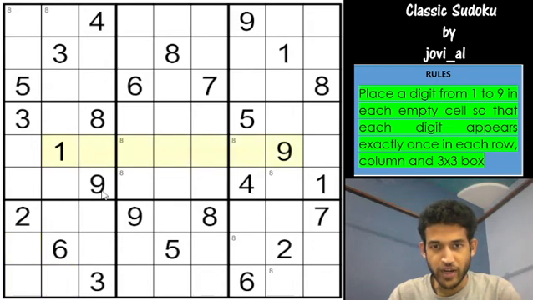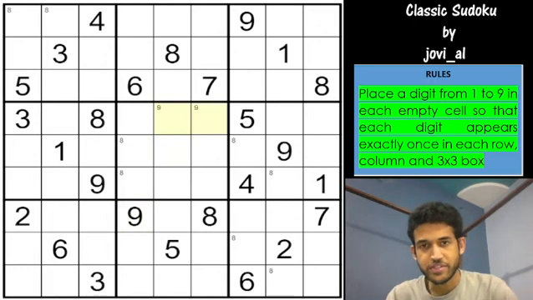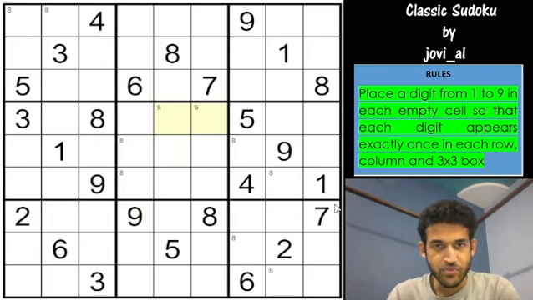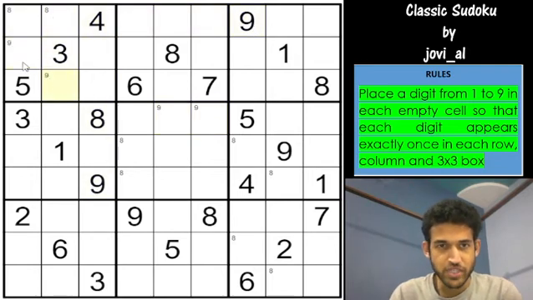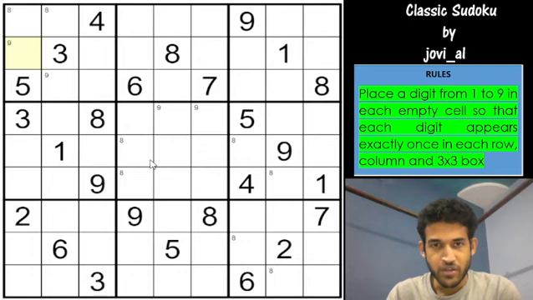9 is in row 4 and row 5, and 9 is also in column 4, so 9 goes in one of these two cells. 9 is in row 1, 9 is in column 3, so 9 goes in one of these two cells. And 9 in box 2 has only two options, it goes in one of these two cells.